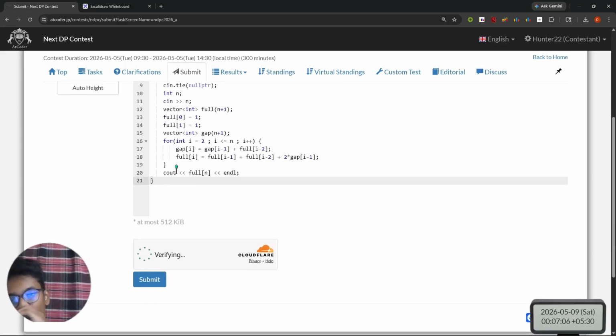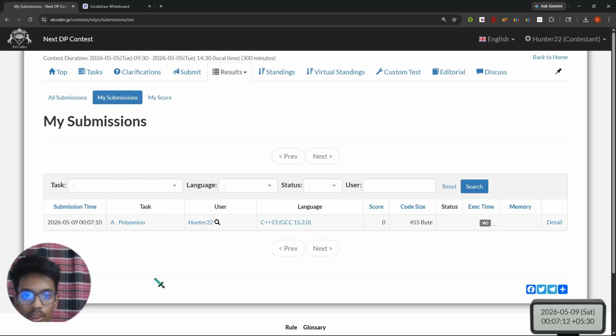You can ask me, when is it not a complete search? There would be cases when you're storing the results of some computation. Here also we are doing the same, but the intuition is different, you know. Okay, so this got accepted.